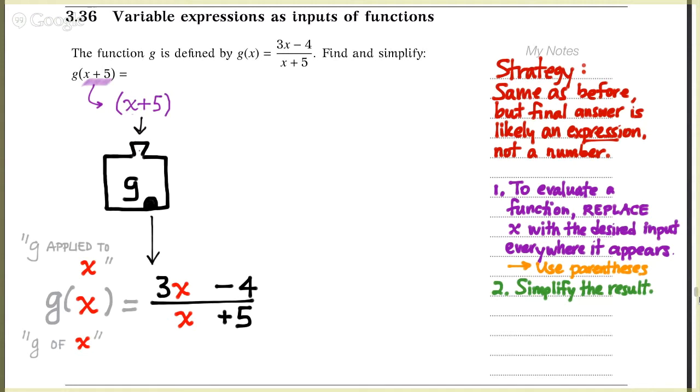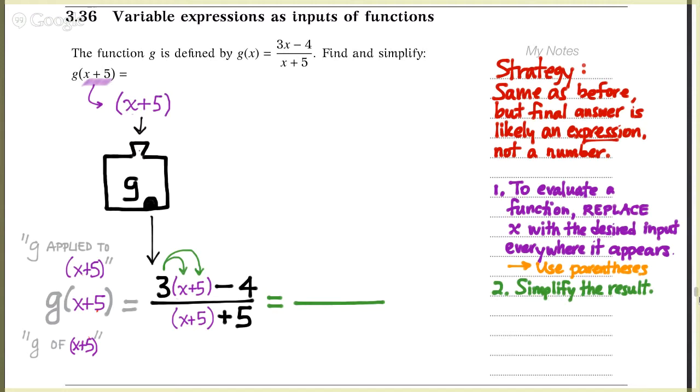Because G of x is 3x minus 4 over x plus 5, G of x plus 5 is 3(x plus 5) minus 4 over (x plus 5) plus 5. Hugged with parentheses, that expression is what we're going to call G of x plus 5, or G applied to x plus 5. And the function evaluation, the substitution step, is now done. All we have to do to finish up this problem now is just to simplify the expression that we got, which we can do by distributing the multiplication by 3 up in the numerator across the addition inside the parentheses.